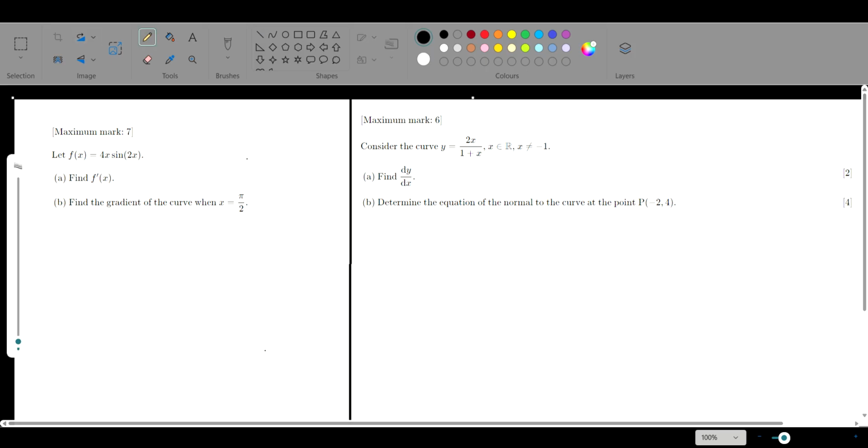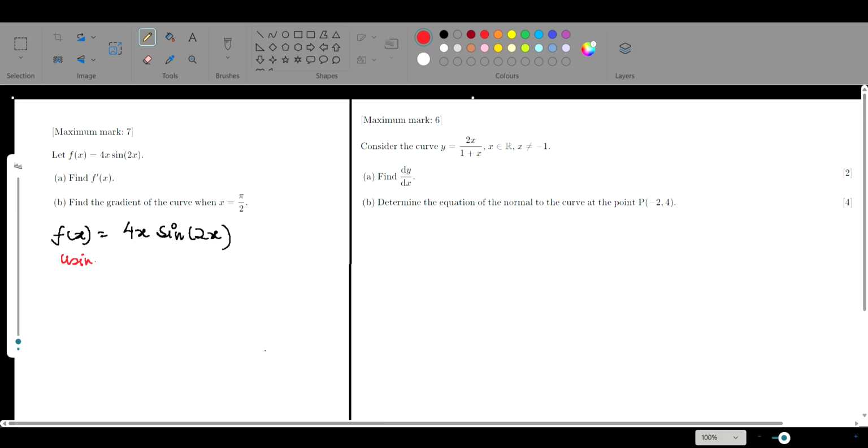Let me help you. So we need to differentiate this function, that is 4x sine 2x. If I look into this function, I am able to identify that there are two functions in the product form here. The one is linear, 4x, another is trigonometric, that is sine 2x. Right? So we're going to use the product rule here.